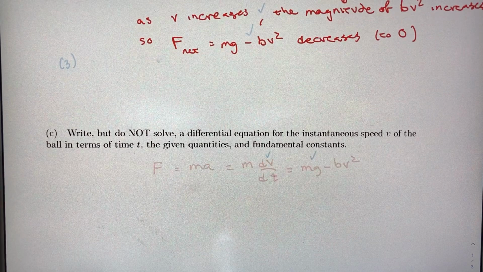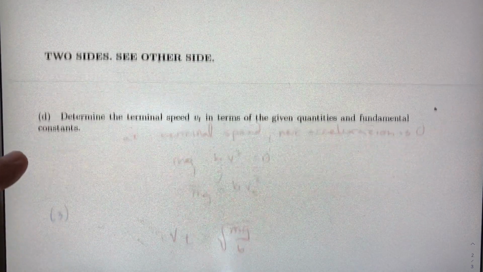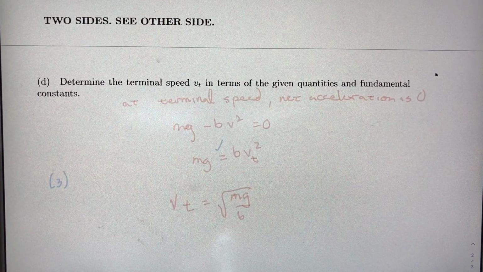Okay, so differential equation, again, even if you haven't done calculus, remember that a is dv/dt, and that is your differential equation. You can divide by m. mg is bigger, so it comes first. Okay. At terminal speed, the acceleration is 0.